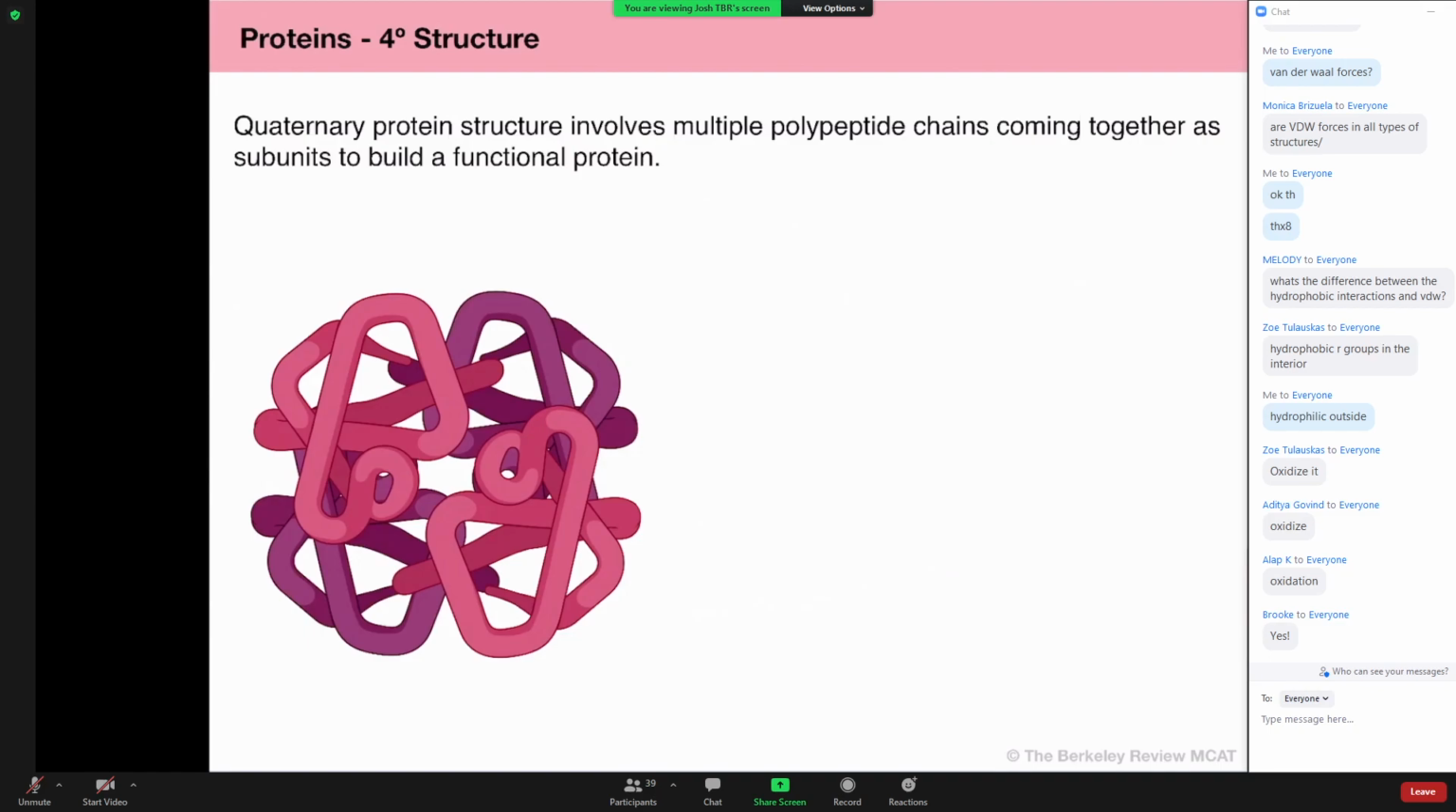Okay, so you can have a monomer, right, which is just one. Okay, and then you can have either homo or hetero. Right, and you can go from a dimer, trimer, tetramer, pentamer, hexamer, heptamer, octamer, and so on and so forth. It's just going to refer to the number of subunits. Okay, so this right here is hemoglobin.